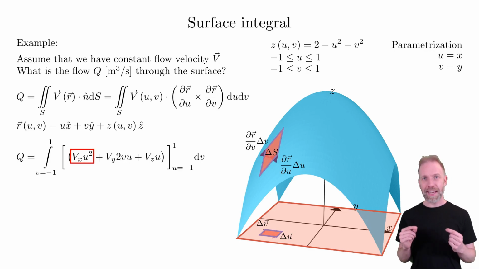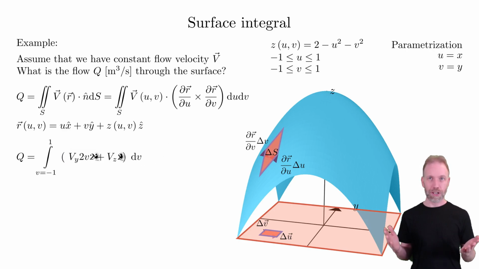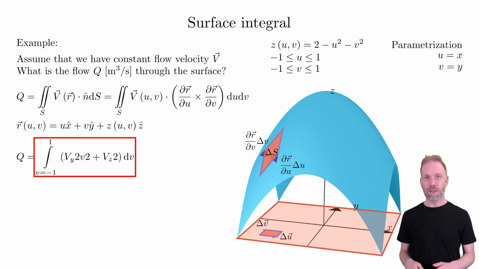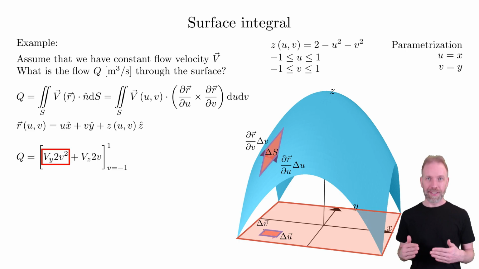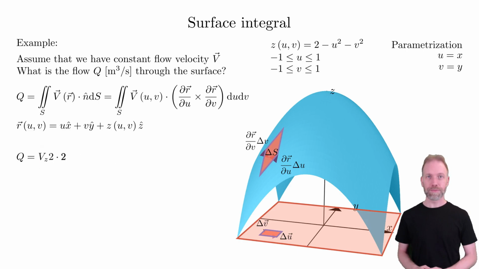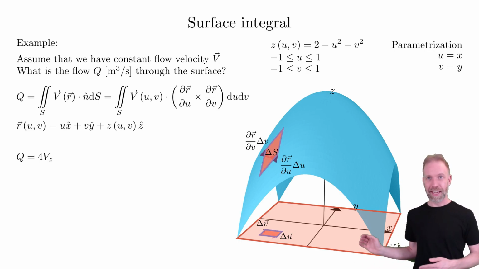We can see that the vx term is antisymmetric with respect to u and will be 0. Remaining terms are symmetric. Solve the second integral. This time the vy term is antisymmetric and becomes 0, while the vz term is symmetric. The final result becomes 4 times vz. Note that 4 is the area of our integration region, or the red rectangle in the figure.